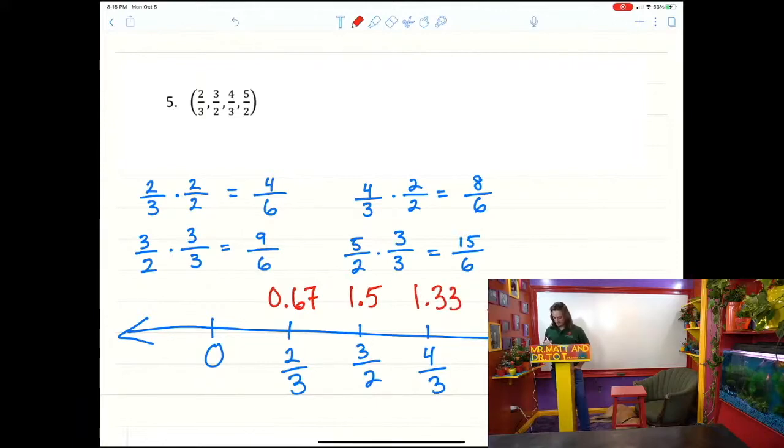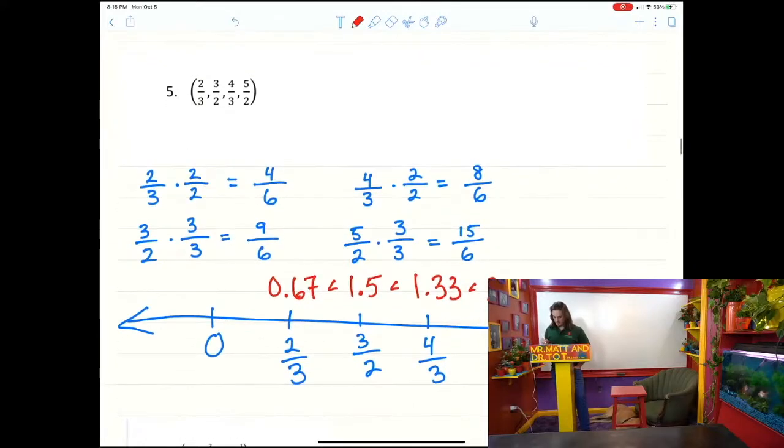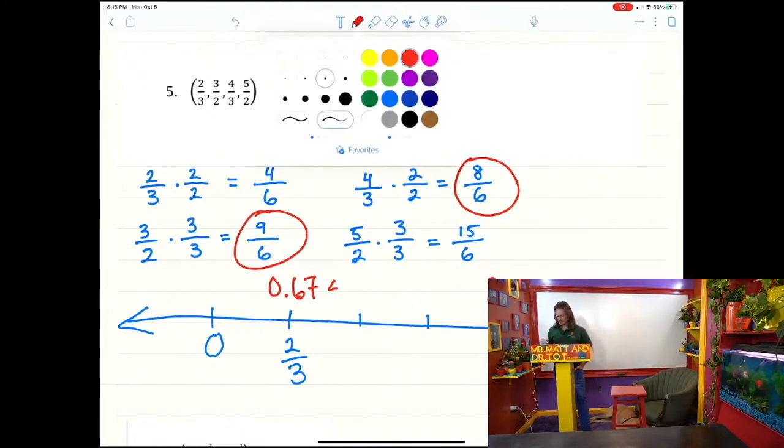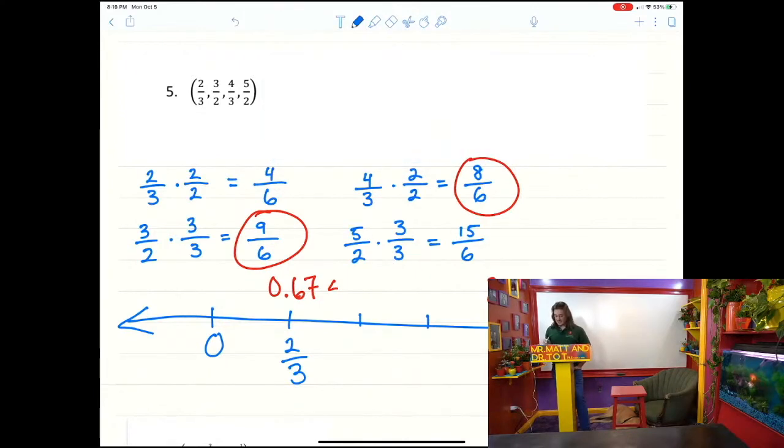So let's correct that. Oops. 4/6 is smaller than 8/6 is smaller than 9/6. So this one should be 4/3, and then this one should be 3/2. My apologies there, I overlooked that numerator. So this one should be 1.33. This one should be 1.5, which is less than 2.5. So listed in ascending order, this is your answer right here.